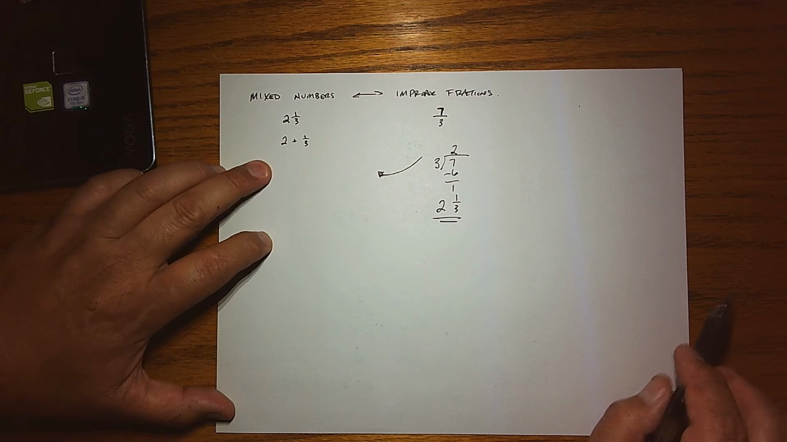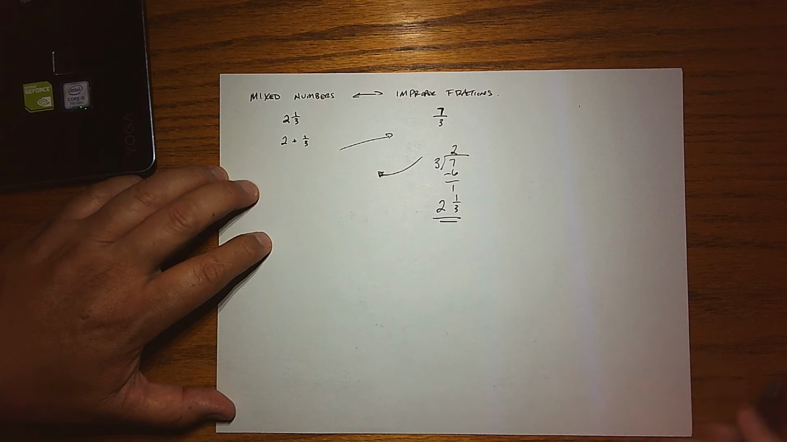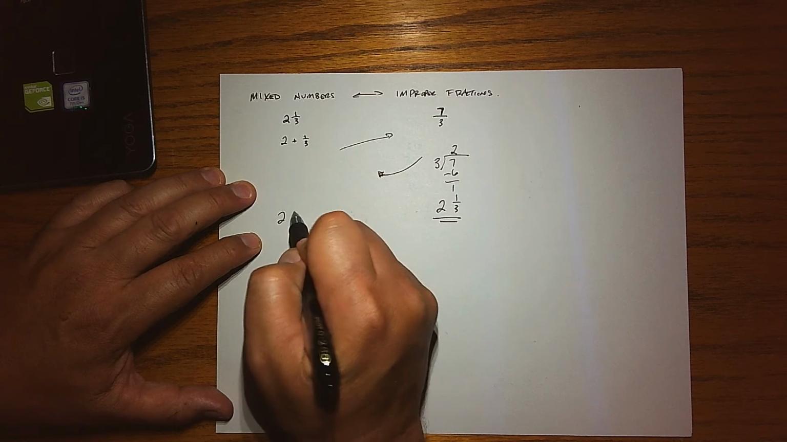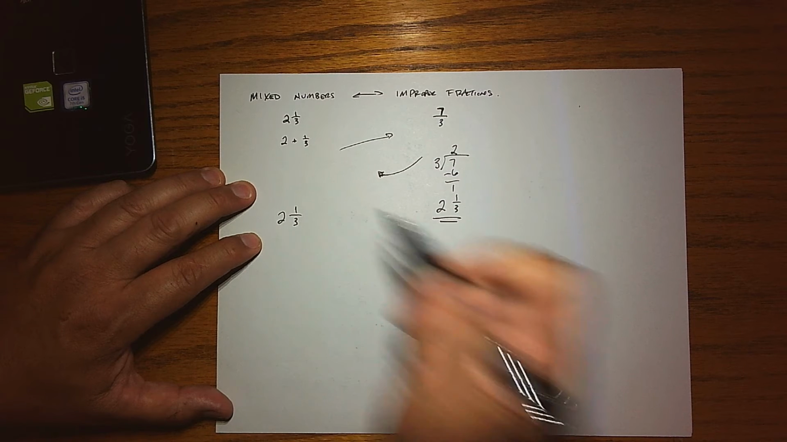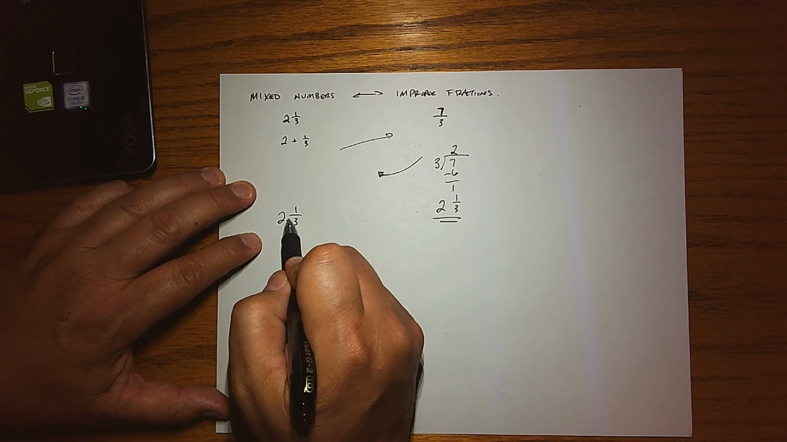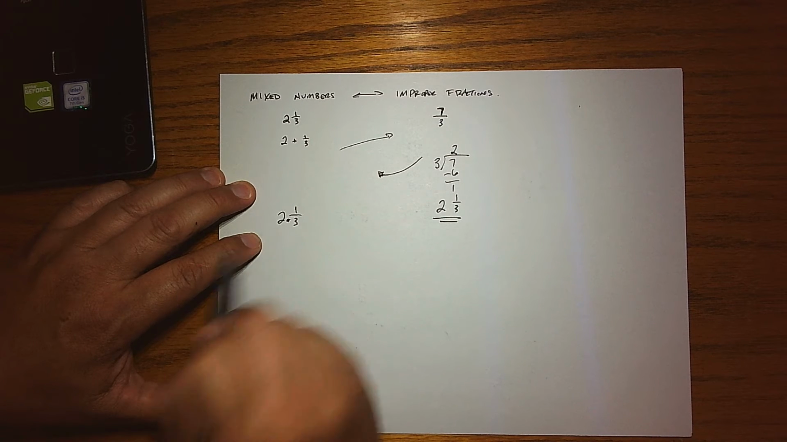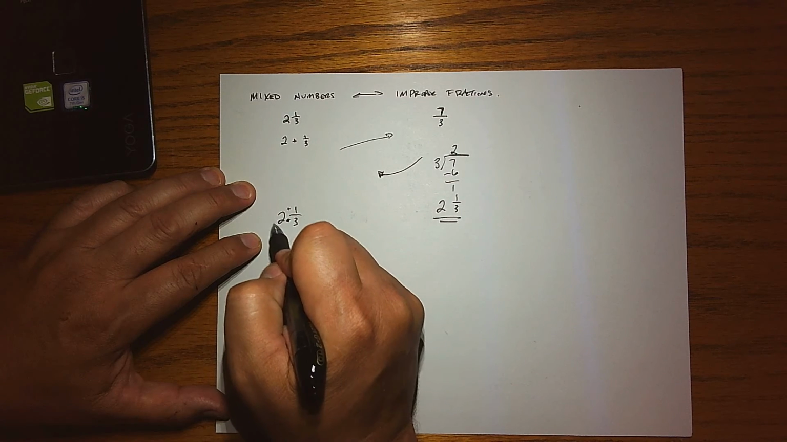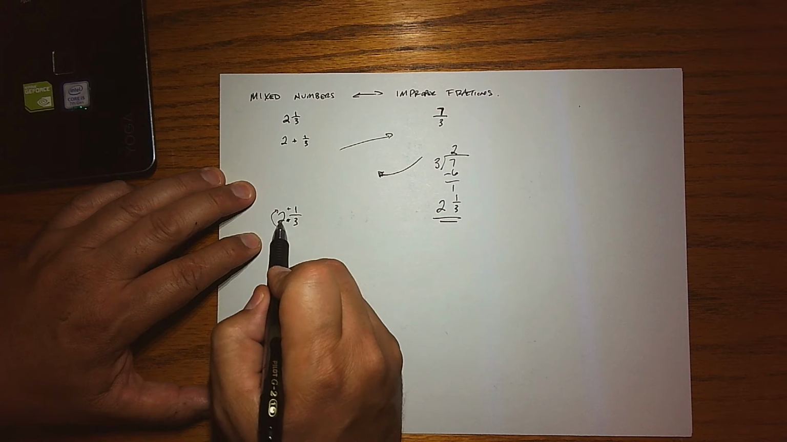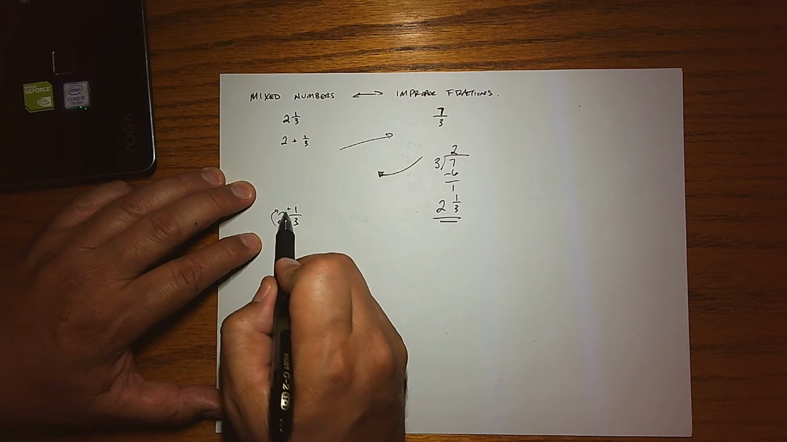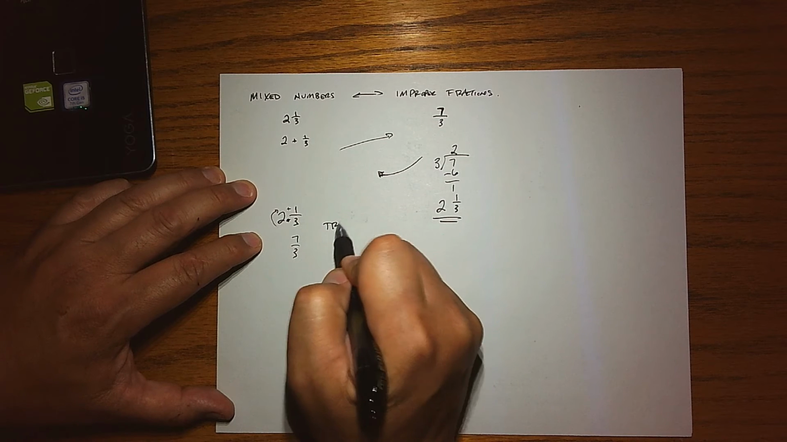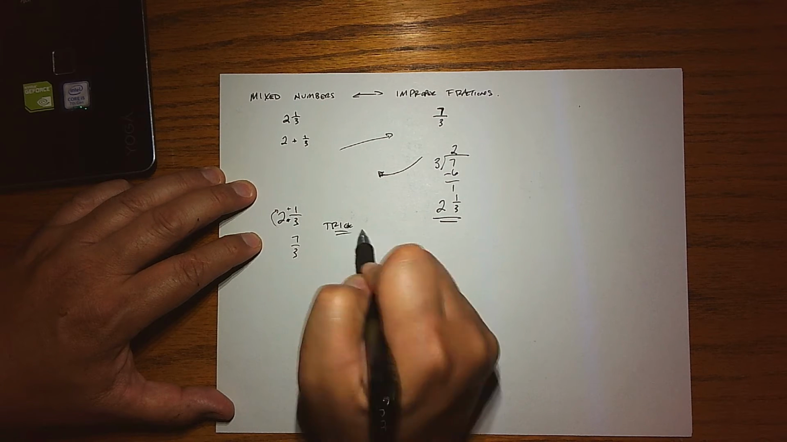Now, converting a mixed number to an improper fraction, there's a little trick of the trade. Let me share that trick with you first, and then I'll explain it. The idea is you multiply the whole number by the denominator, and then you take that result and add it to the numerator. So 2 times 3 is 6, plus the 1 gives us 7/3. So that's basically the trick.